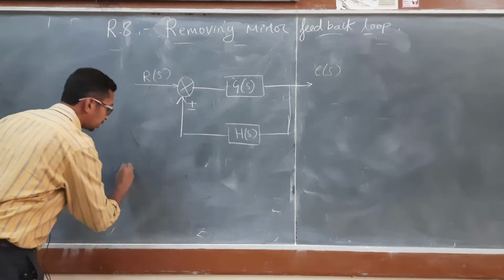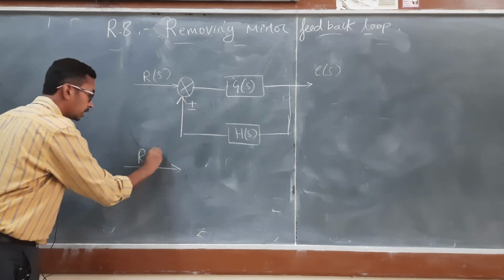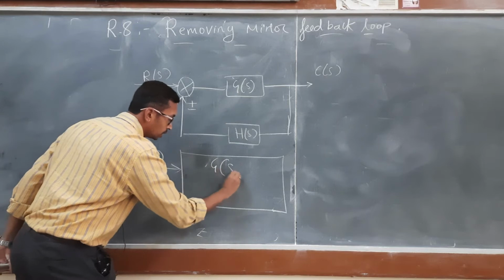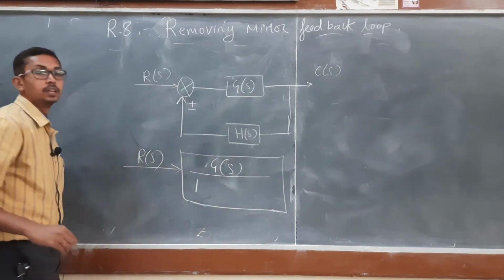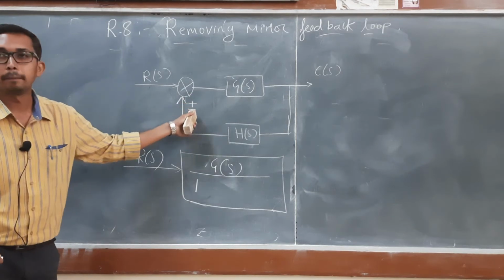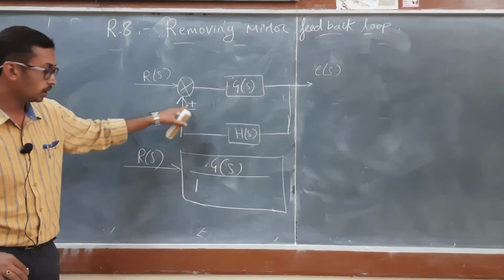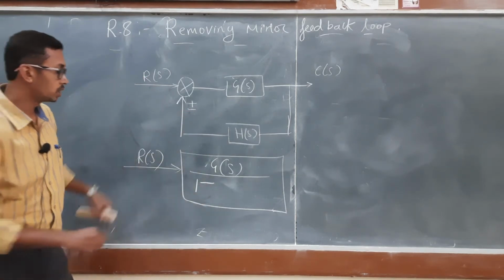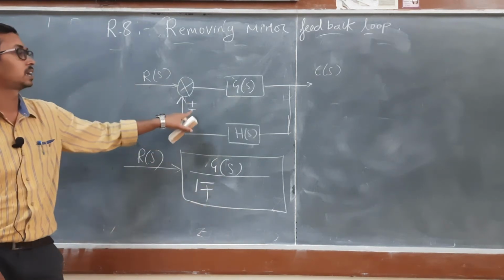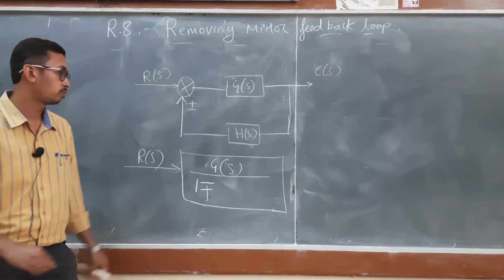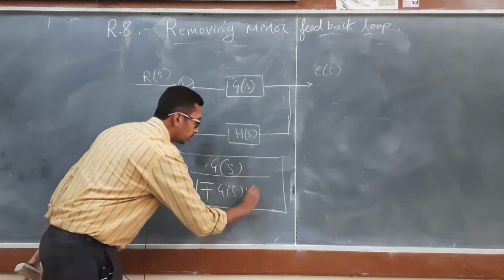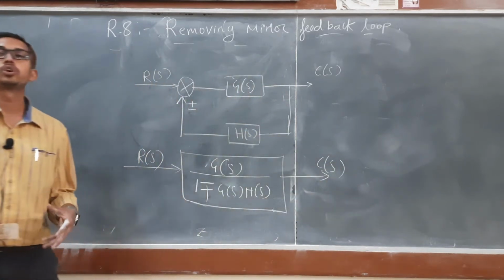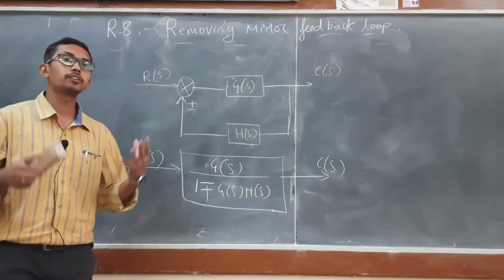So this can be written as what? R of S is the input. We can reduce it to a single block, that is G of S divided by 1 plus or minus. If there is a plus symbol here, it should be a minus symbol; if there is a minus symbol, here it should be a plus symbol. So it becomes 1 minus or plus G of S into H of S. The output remains the same, C of S.